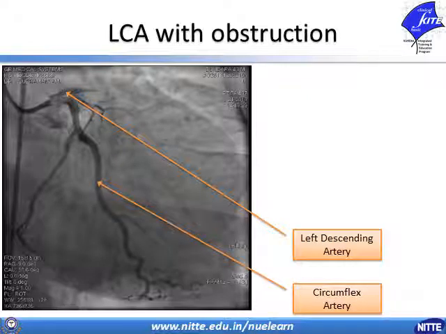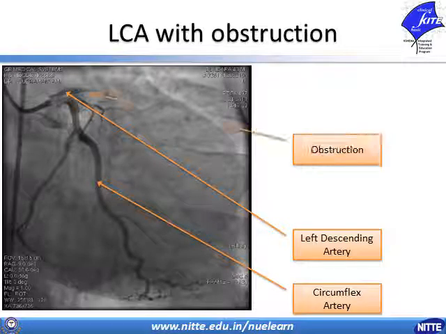You can see that the left anterior descending artery is not filling beyond a certain point. There is a narrowing of the artery, and therefore there is inadequate filling or almost absent filling of the distal portions of this artery. This is how a typical narrowing or obstruction in the left coronary artery looks like in an angiogram.